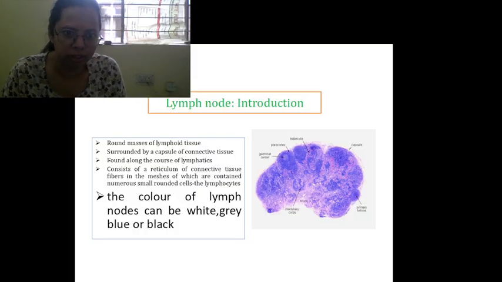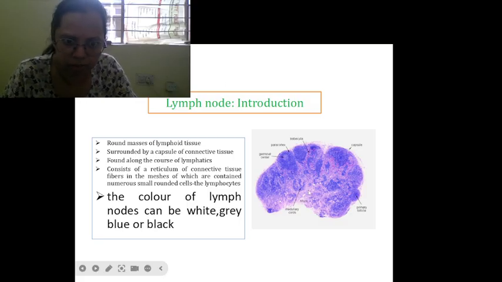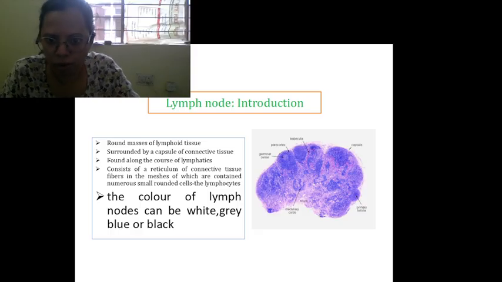Now the lymph node. What are the lymph nodes actually? They are round masses of lymphoid tissue surrounded by a capsule of connective tissue found along the course of lymphatics, consisting of a reticulum of connective tissue fibers in the meshes of which are contained numerous small rounded cells, the lymphocytes. Here you can see a photo of a lymph node. They have stained it blue, but it can also be white, grey, blue or black.